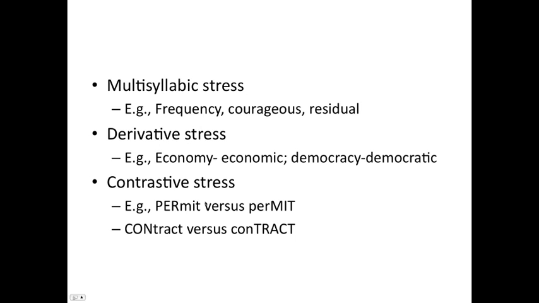And we talked about contrastive stress earlier, that is switching from the noun to the verb. If it's a noun, the emphasis, your stress, is on the first syllable, while if it's a verb, the stress is on the second syllable. So, for example, permit versus permit, contract versus contract, right? Those are some of the things that you see as part of contrastive stress. It's very important because it helps us convey the meaning.